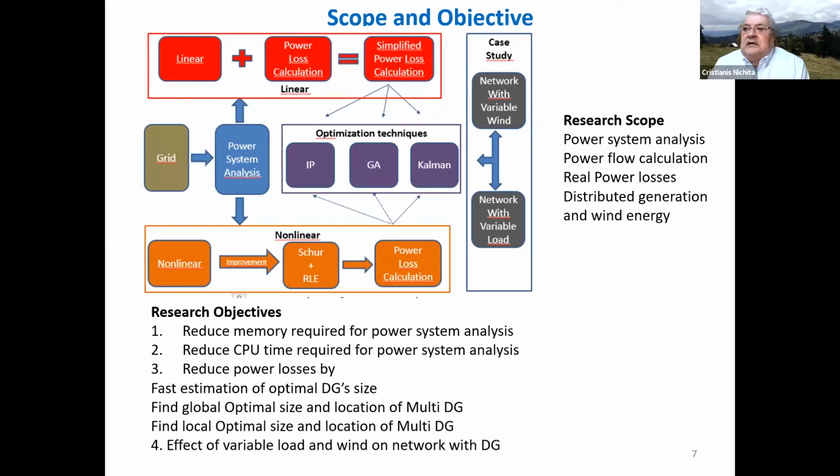The fourth objective of our work concerns the requirements for integration of DGs in the actual grids. And for this, we try to find an optimal solution, global and local solution, for power system integration. It will be, if you want, the last part of the research objective to be accomplished.